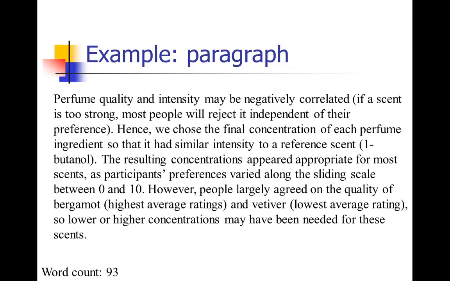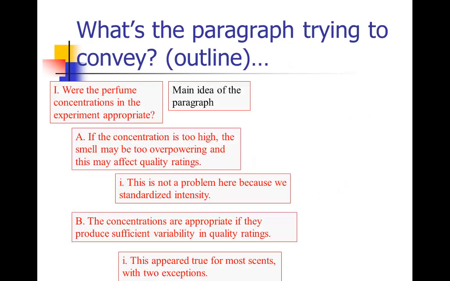The resulting concentrations appeared appropriate for most scents. And we can verify that because the participants' preferences varied along the sliding scale between 0 and 10. However, people largely agreed on the quality of bergamot and vetiver, and so lower or higher concentrations may have been needed for these scents. So with that exception, we did a pretty good job. So you can see I've captured all of the things that I set out in this paragraph and got rid of everything that didn't contribute to getting those ideas across.